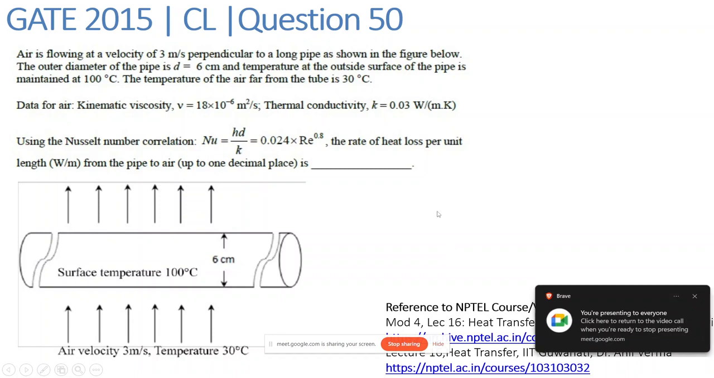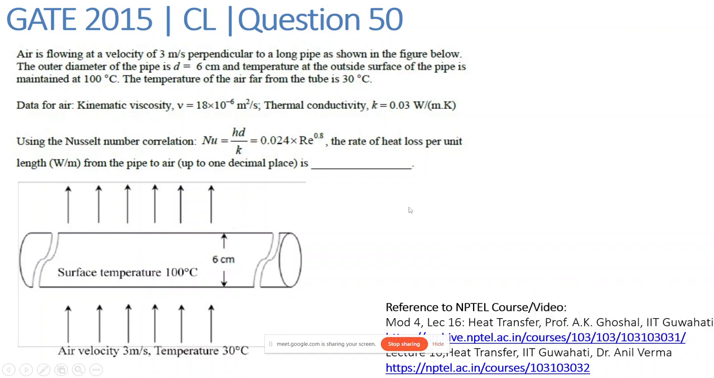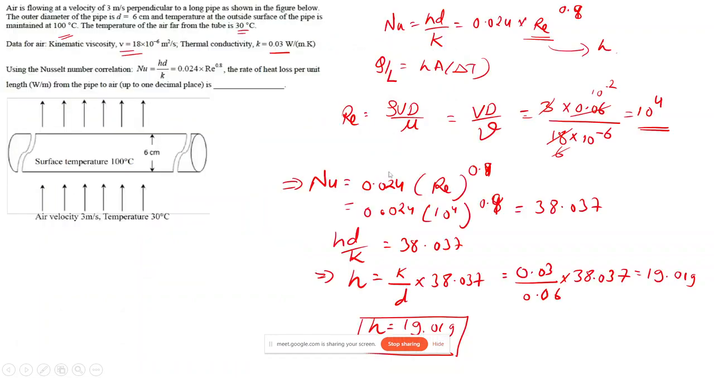So we looked upon this question related to external flow over the cylinder, in which we had to find the heat loss per unit length. So we used this Nusselt number correlation. For that, first we calculated the Reynolds number. Then from the Nusselt number correlation, we calculated the value of this heat transfer coefficient, and on the basis of that, using this formula Q equal to hA delta T, we found the heat loss per unit length.